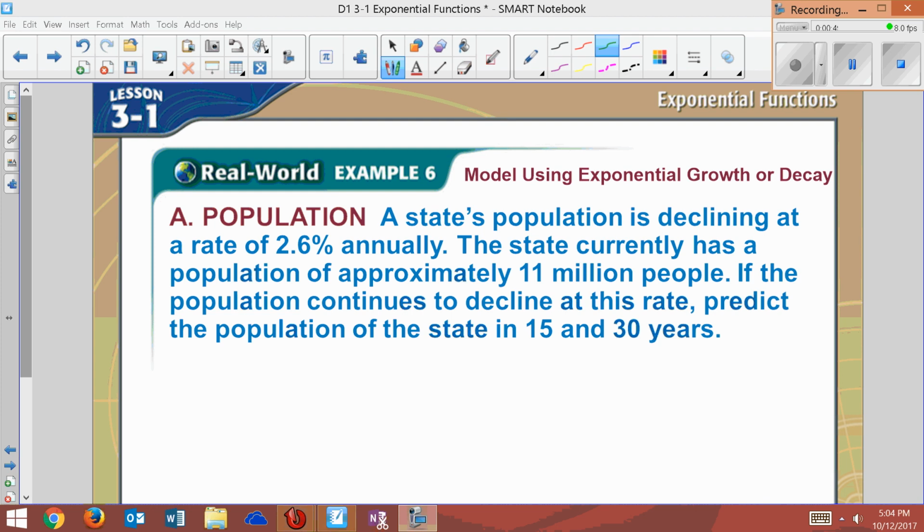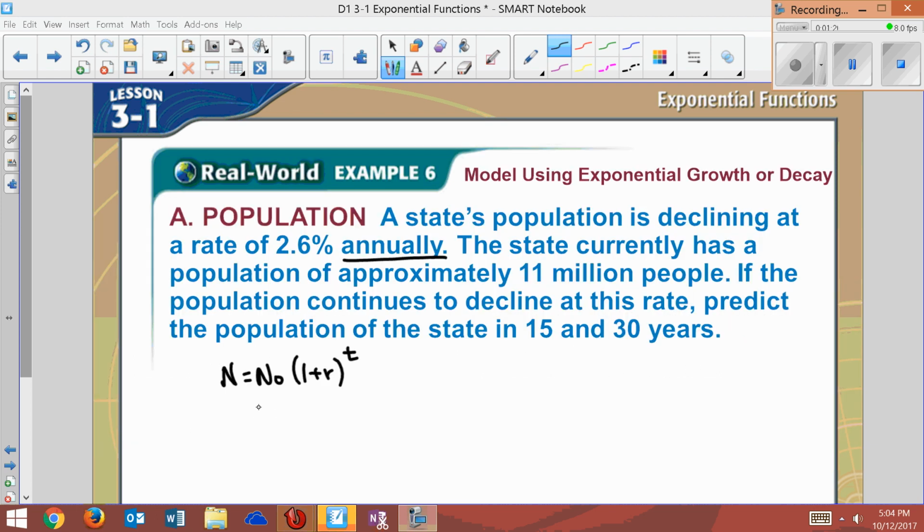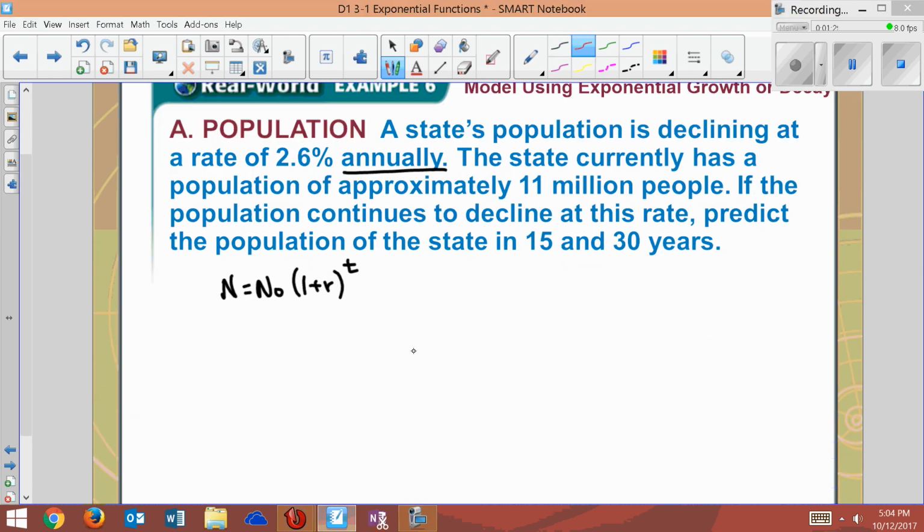It says the state's population is declining, it's going down 2.6% annually. The state currently has a population of approximately 11 million people. If the population continues to decline at this rate, predict the population of the state at 15 and 30 years. So it's losing 2.6% annually. That's going to be the formula, like this. Because it's losing it annually, that's just per year, not continuously like this formula. It's not continuous, it's just a rate per year. So we're going to use that formula, and we'll plug it in.